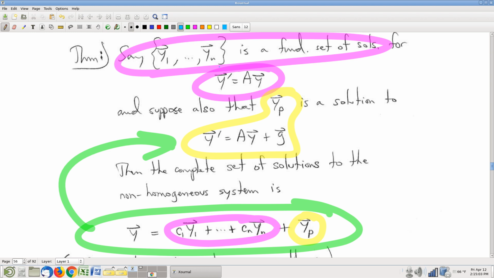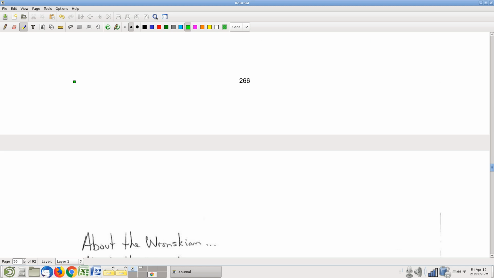Okay. All right. Here it is. Okay. All right. The Wronskian. Again, this is the next thing that happened in chapter 4. The analogy is very strong. Okay, so the Wronskian. There's a lot to say about the Wronskian here in this chapter 6 context.